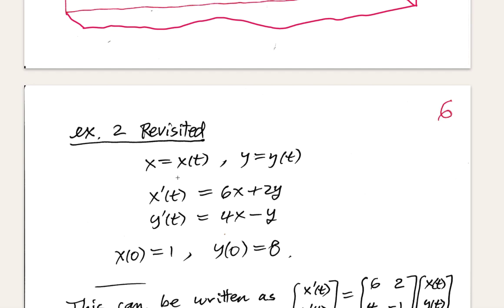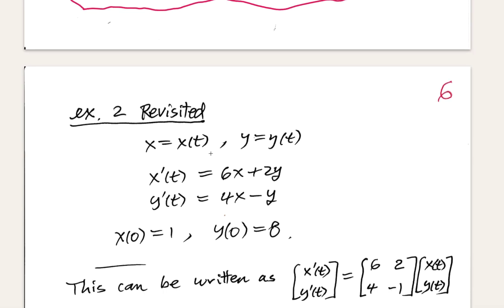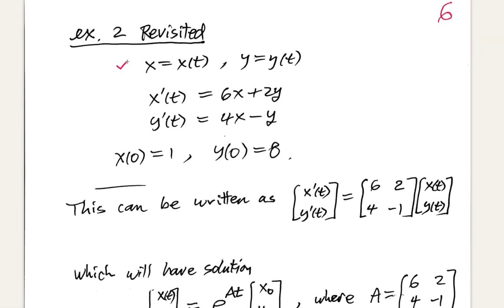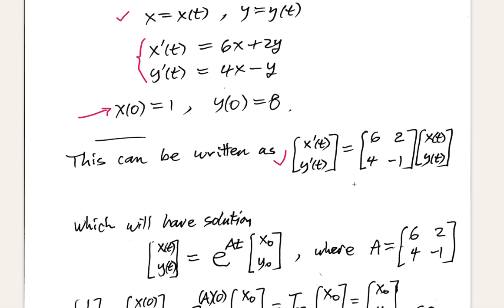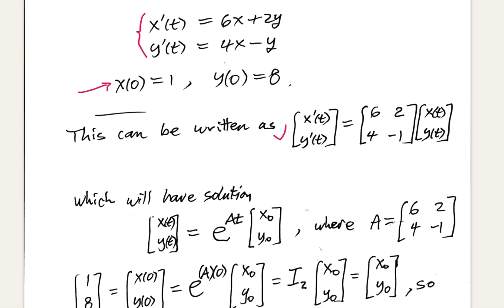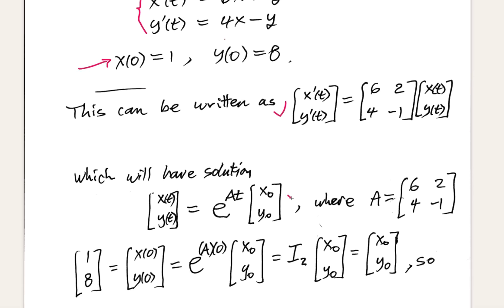Let's go back and revisit my problem 2 here. I have x and y as functions of t, and then I had x prime equals 6x plus 2y, y prime equals 4x minus y, and then we had these initial conditions: x at 0 is 1, y at 0 is 8. We said we could actually write this as this matrix equation here, and we said it would have this solution here.